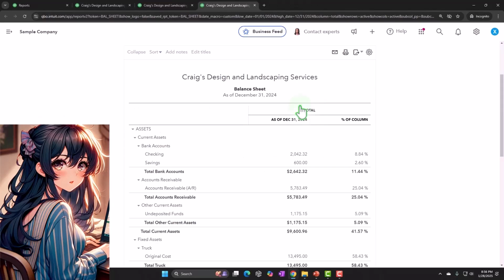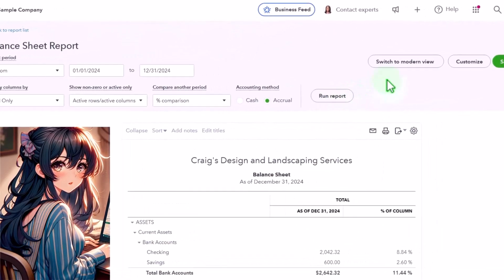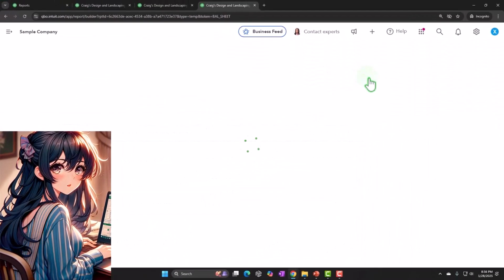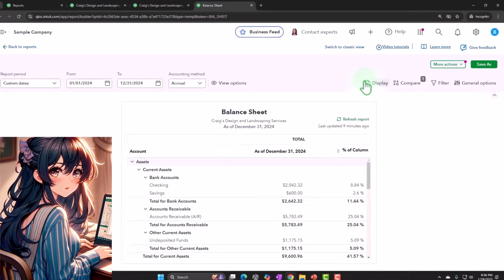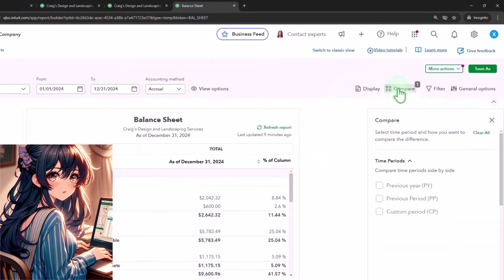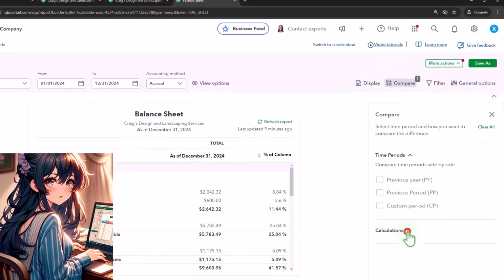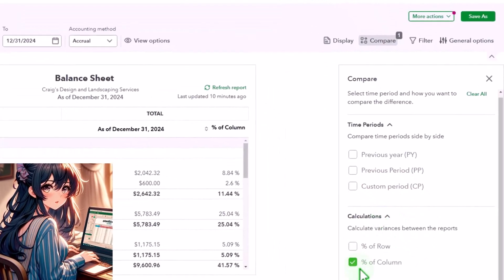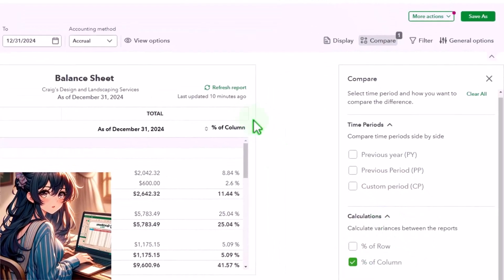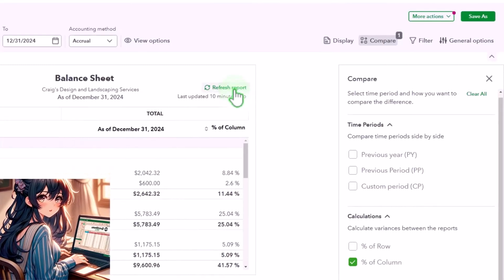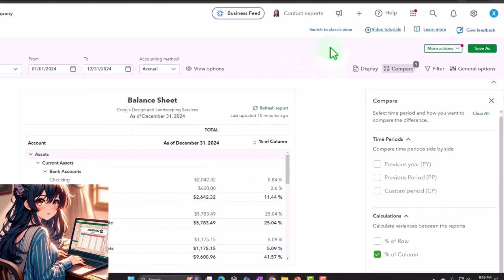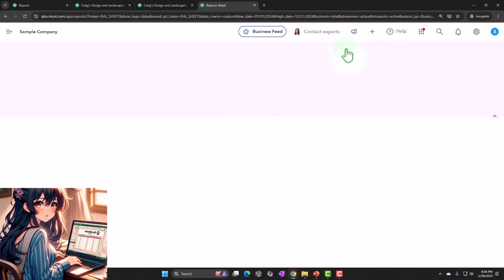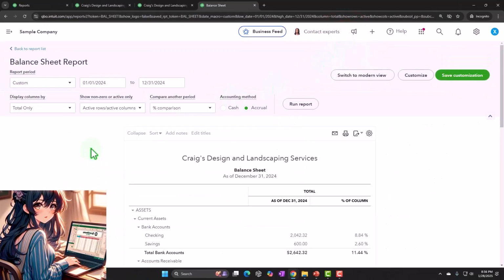Now, notice if I was in a modern view, switch to modern view, where is this located? It's going to be under the comparative items. And then if I go down to the calculations, it's under this percent of column, just so you know, and then we could refresh it here. And that's how it looks now. So we don't know which view they're going to be settling down on. We'll practice them both as we go.